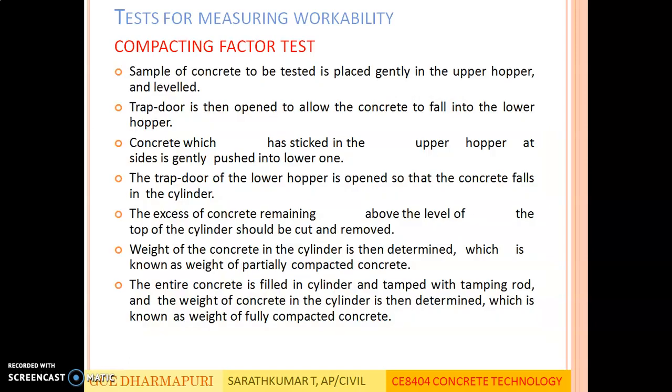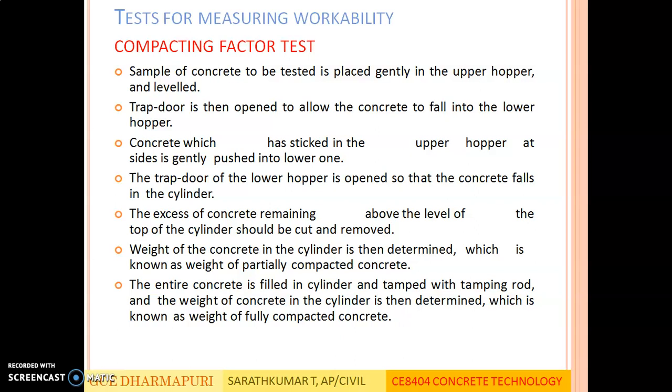So again, the procedure: the sample of concrete to be tested is placed gently in the upper hopper and leveled. The trapdoor is then opened to allow the concrete to fall into the lower hopper. Concrete which has stuck to the sides of the upper hopper is gently pushed into the lower one. The trapdoor of the lower hopper is opened so that the concrete falls into the cylinder. The excess concrete remaining above the top of the cylinder should be cut and removed.